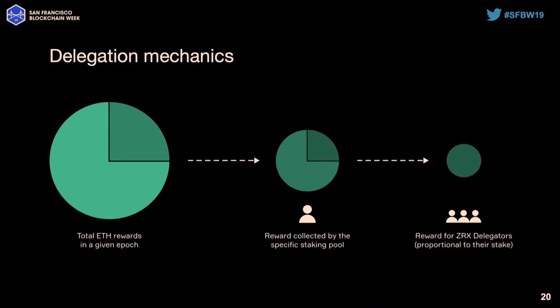So this is kind of the flow of rewards. In this example, 25% is shared with a single market maker, and then 25% of those rewards are shared with all the delegators.